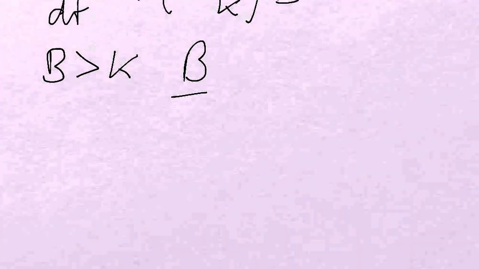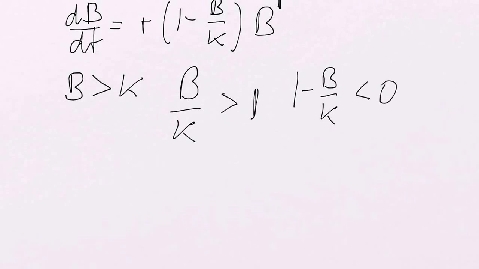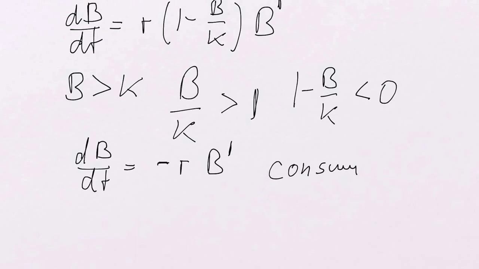What happens to b over k? b over k is larger than 1, isn't it? So what happens to 1 minus b over k? It becomes negative. Yeah? So then we have dB over dt equals negative R b to the power of 1. What is that? That is a consumption. That's interesting.